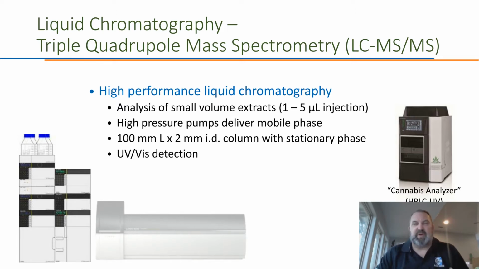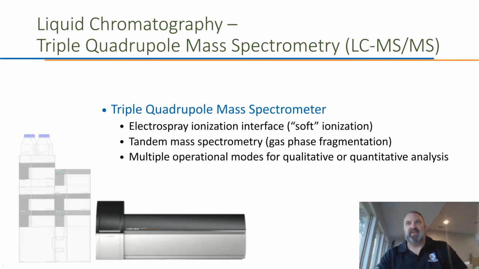We have a system where we have high pressure pumps delivering a mobile phase that allows you to separate the compounds as they pass across a stationary phase. In this case, usually something like a C18 functionalized particle packed in this 10 centimeter long column. And as I said, typically UV vis detection is good enough for potency analysis, but when we really want to go and look at things more in depth and at lower levels, we need to be considering a different detector.